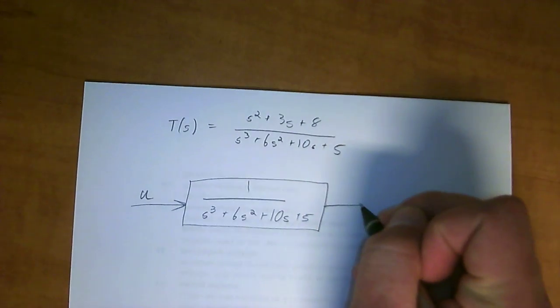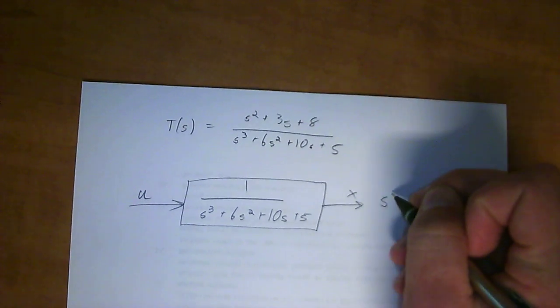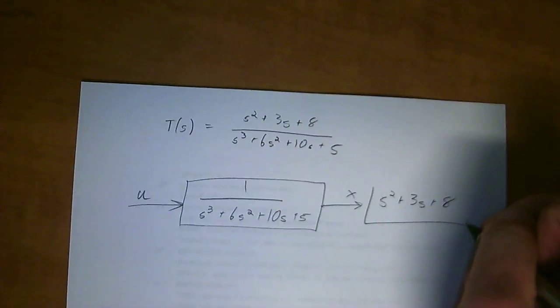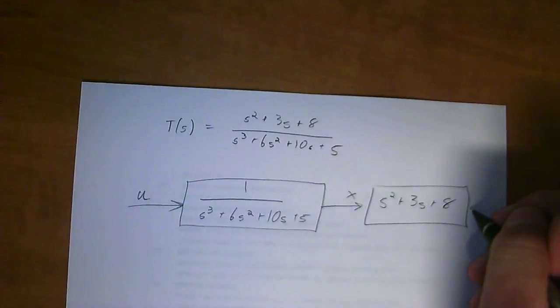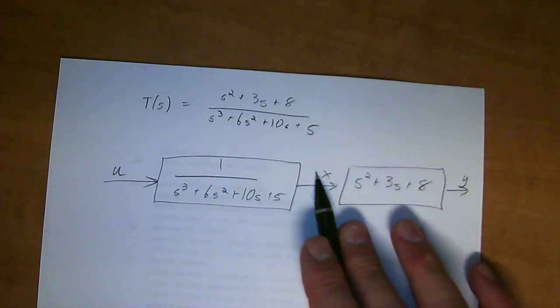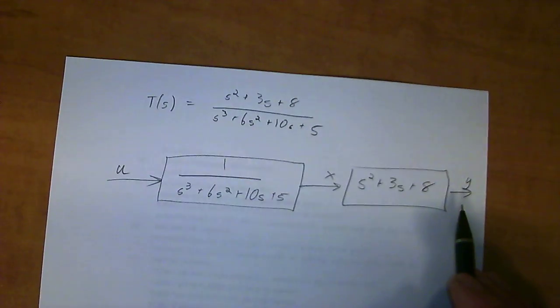If you do this, then you get an output of x of some type, and then you multiply that by s squared plus 3s plus 8. So you just separate the numerator here real quick and easy. You get an output of y. And the outputs from each one of these blocks are going to make more sense here in a minute.